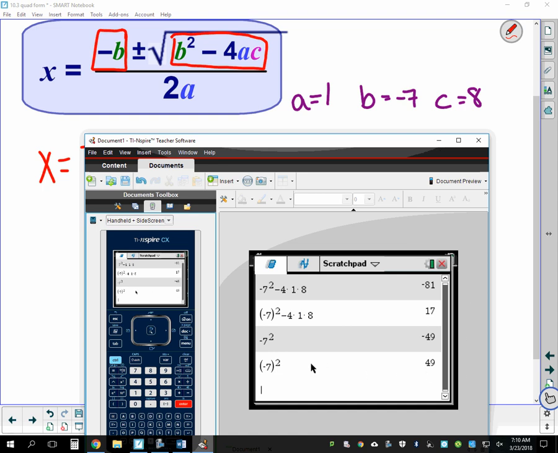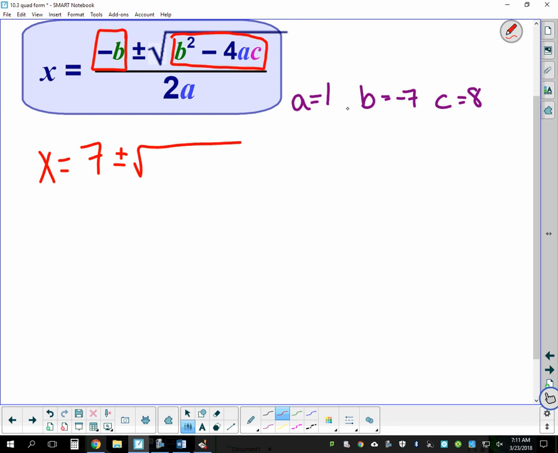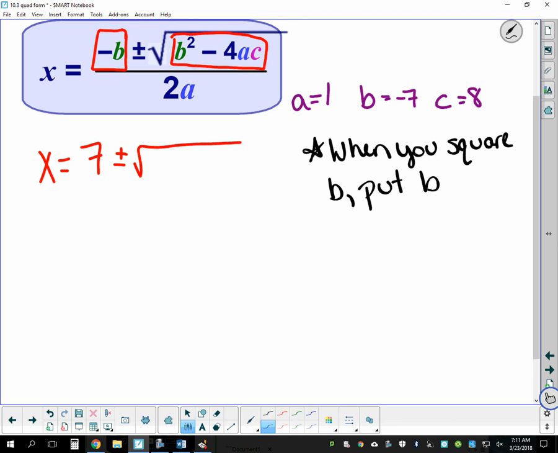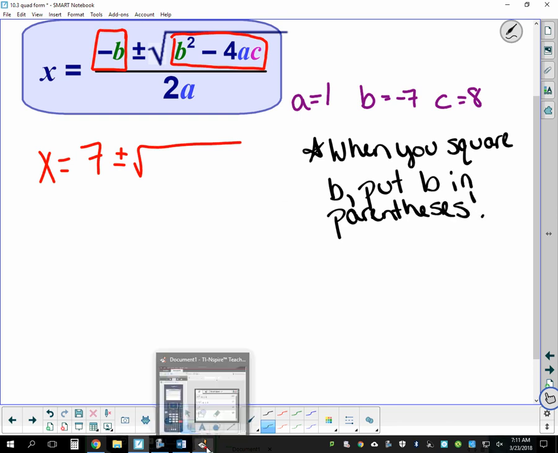So huge, huge, huge mistake students make. Make sure when you are squaring your b term, it should always come out positive, because whether b is positive or negative, when you square it, it's going to turn positive. When you're putting it in your calculator, you absolutely have to use these parentheses. In fact, let's make a note on your paper. When you square b, put b, whatever your b number is, in parentheses. Don't forget it. Don't make that mistake. You'll miss the whole problem then.